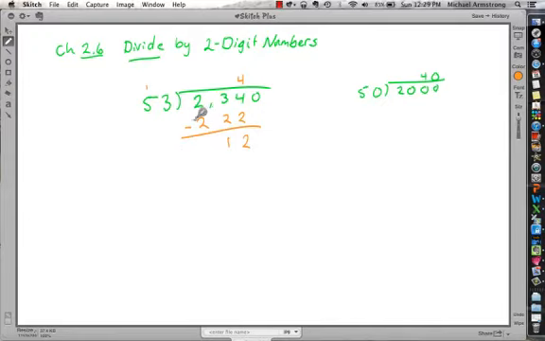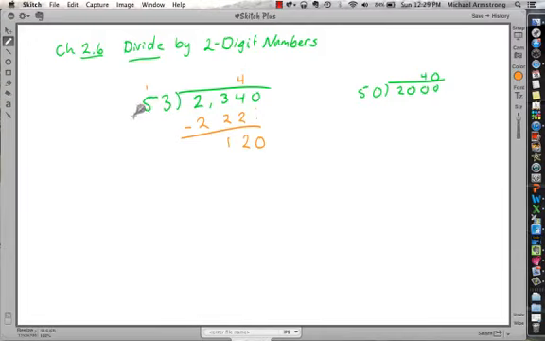It could have been that we had gotten something that was bigger than 234, and that wouldn't have worked. We would have had to change our 4 to a 3. Sometimes you have to test it out with long division and then make a change. We're going to bring down this 0. So now it's 53 into 120.